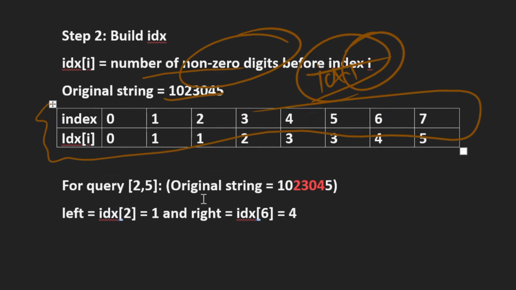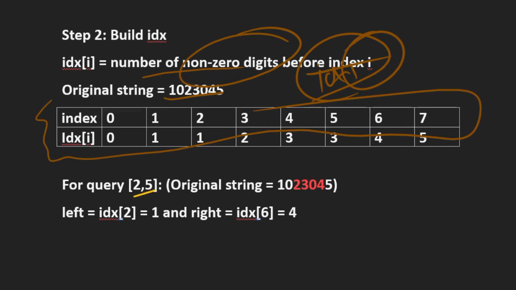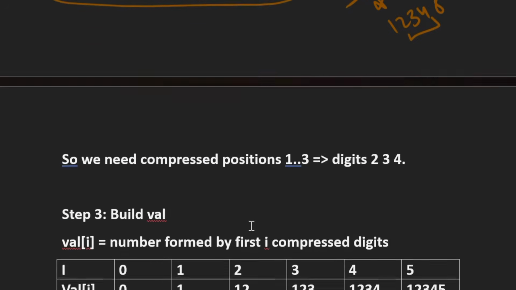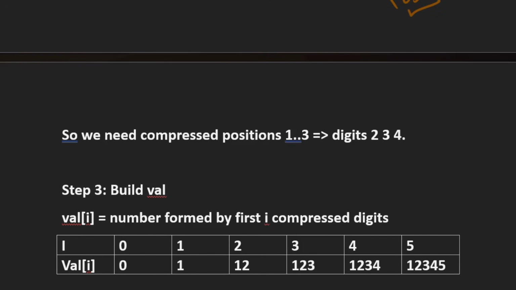Now for the query, that is 2 to 5. So 2 to 5 means this is part 2304. Now we try to map this part in the compressed string, that is 1 2 3 4 5, meaning this part. So for this we find the left and we find the right. So we get our indexes left and right, and then we get the digits from the compressed string: 2 3 4.